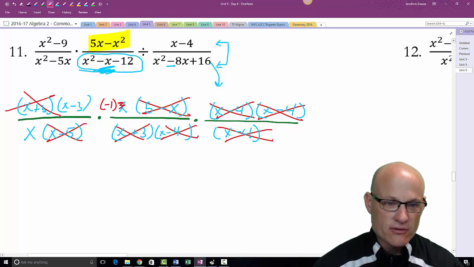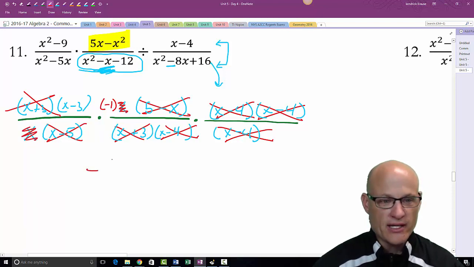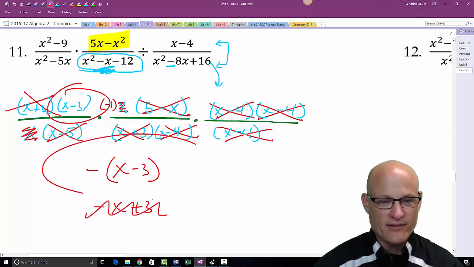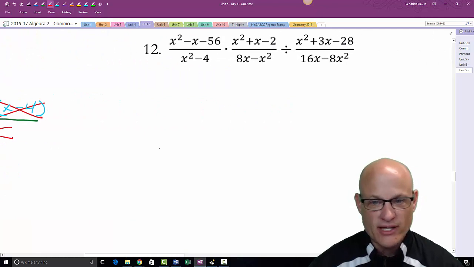This x cancels with that x. So I'm left with negative x minus 3. Or I could write negative x plus 3, but why bother? That's it. I'm good. That's all she wrote. That's the answer.